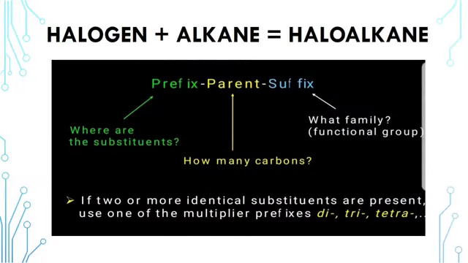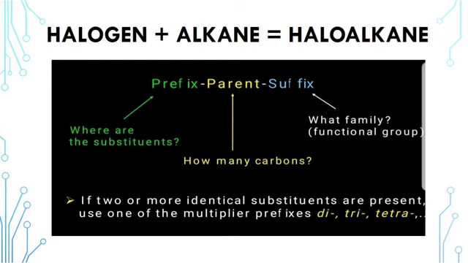Now, with haloalkanes, you have to note this. Haloalkanes are a combination of your halogen and your alkane. So we're still going to follow the same basic structure as we did when naming alkanes. Starting with your prefix, it's going to tell us where the substituents are. So we're going to position the substituents and give out the names of the substituents, in this case, your halogens.